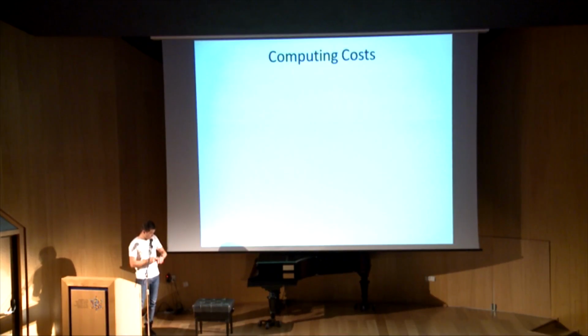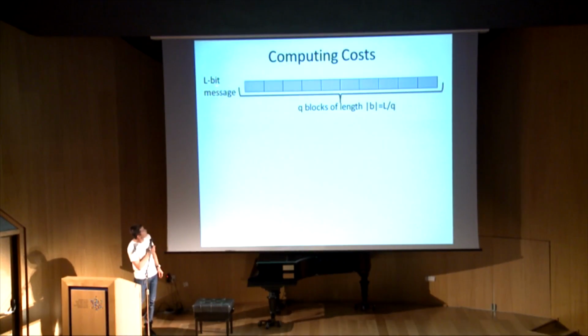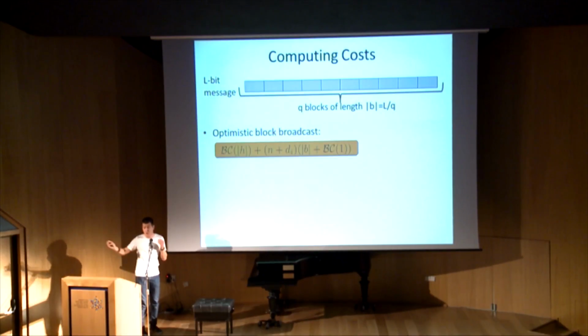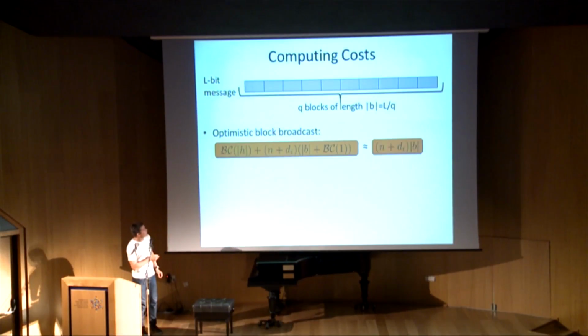Okay, so now we can compute the total cost of our protocol. So this is our long message. We split it into q blocks. And one propagation of 1 block costs us this. Now we will use our assumption that the message is very long, and I will tell you later how long it is. And we can actually say that broadcasting a few bits doesn't matter. So essentially, it's the number of iterations multiplied by the length of a block.